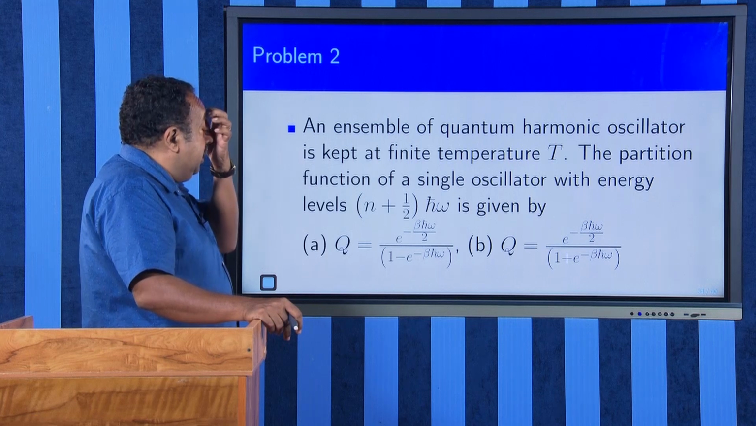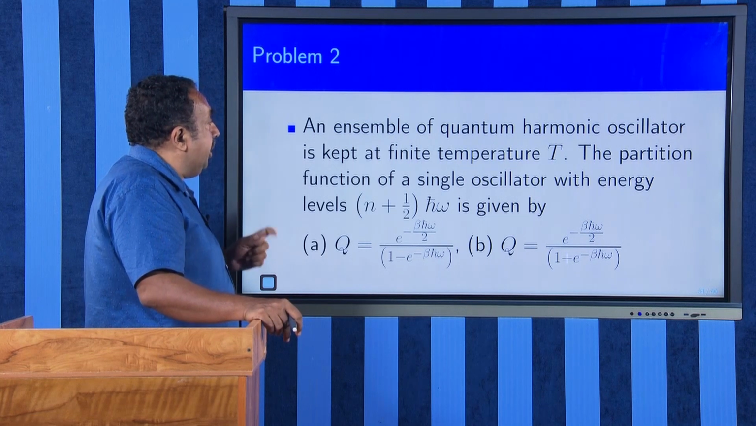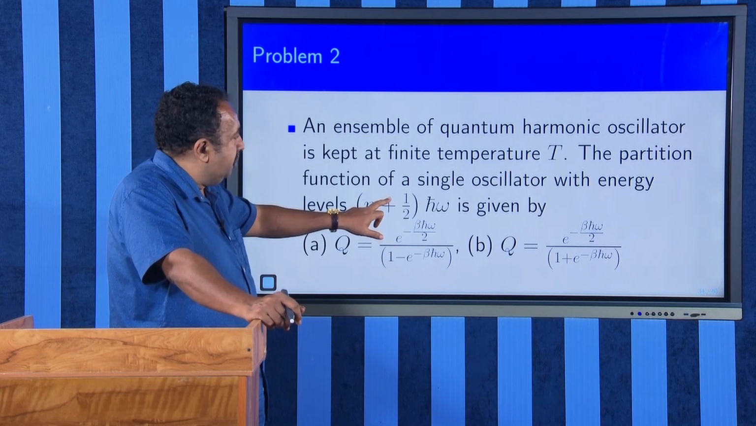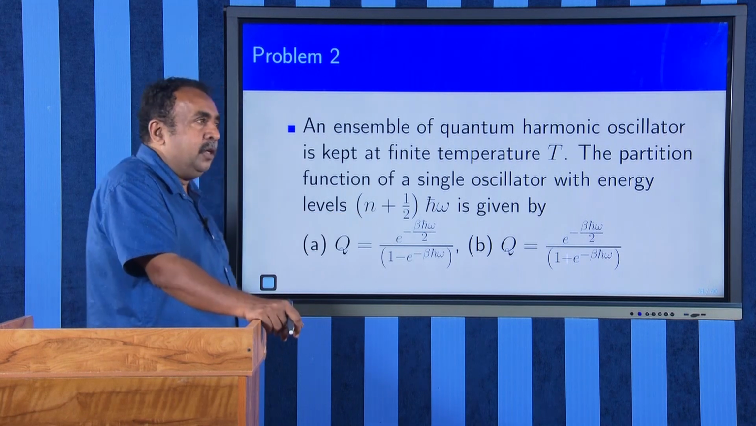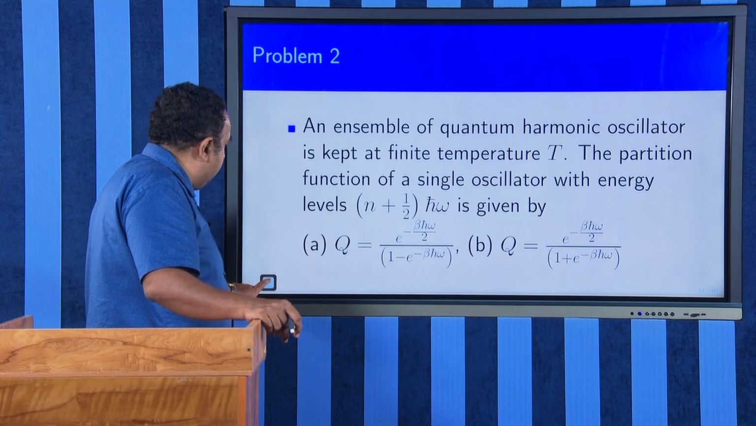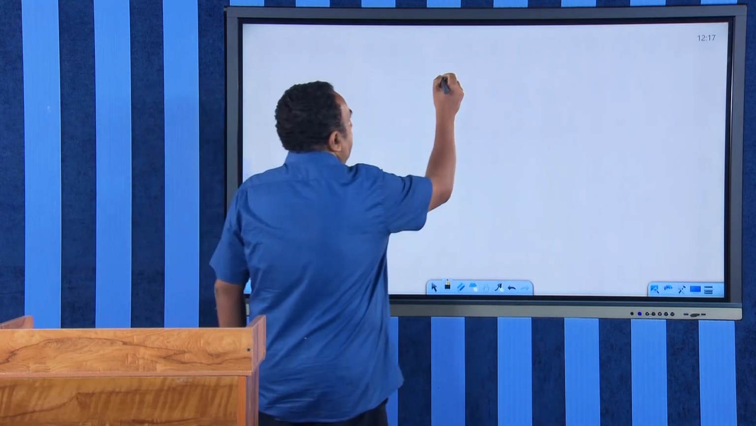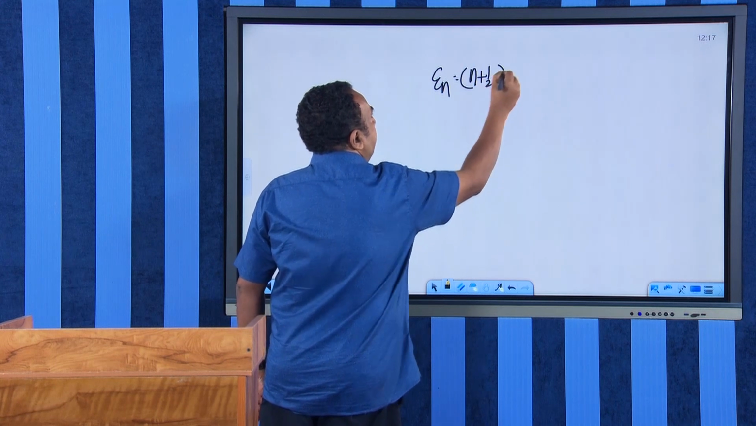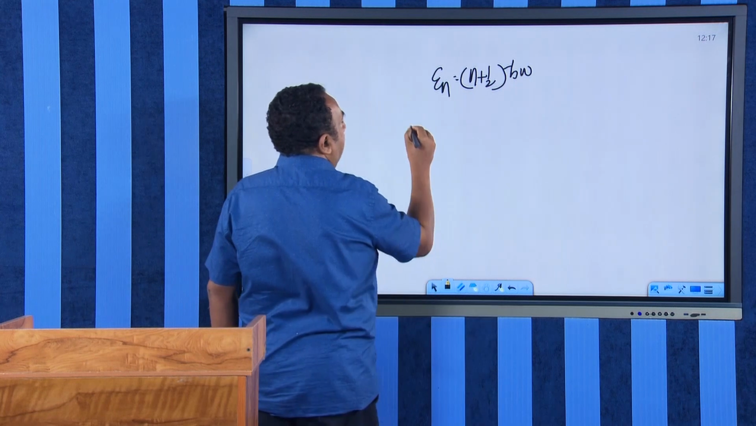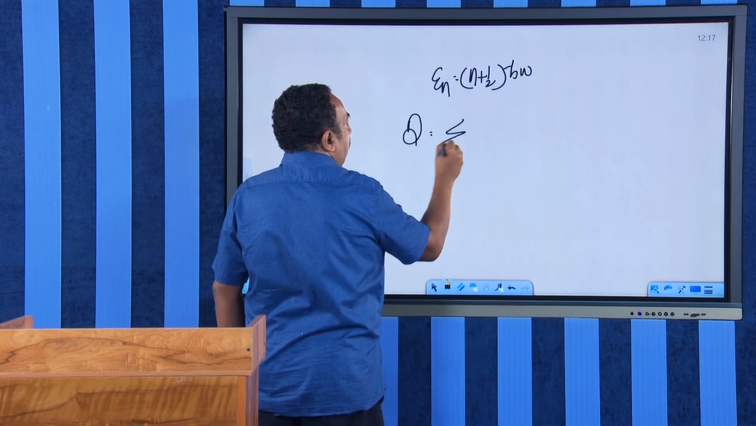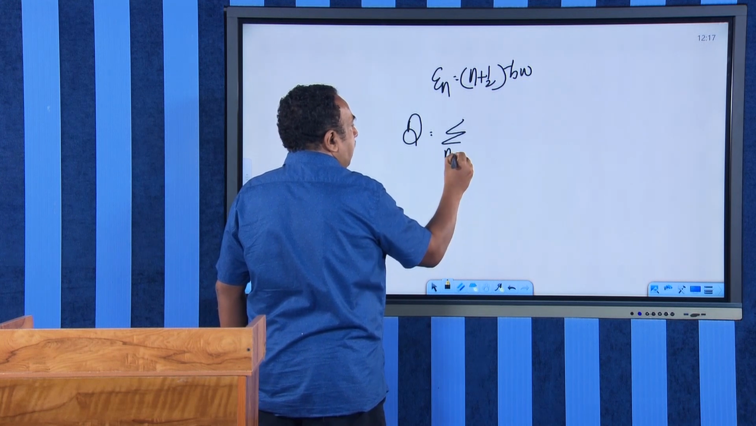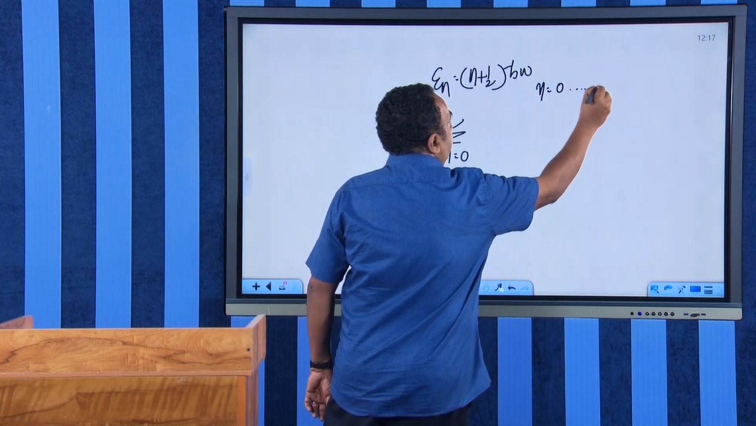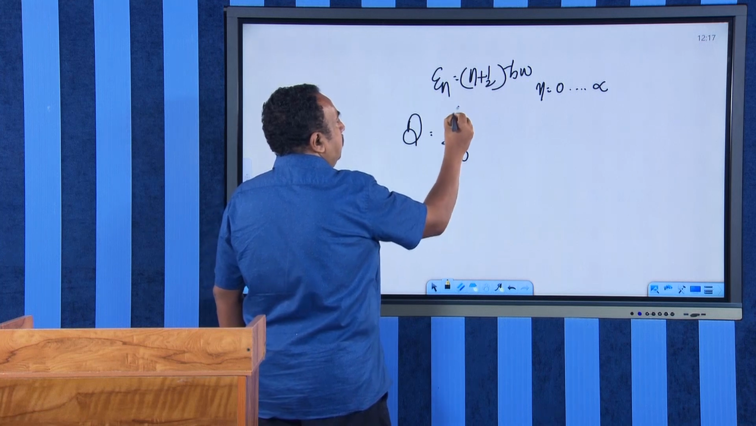You are asked to find out the partition function for a one-dimensional quantum harmonic oscillator. This is n plus half h cut omega. From this energy value, you have to see that it is a one-dimensional harmonic oscillator. Therefore, you have to find out the partition function. Your energy is n plus half h cut omega, and your partition function is given by, now your summation is not over i, it is over n. Actually, for the quantum harmonic oscillator n will be varying from 0 to infinity.